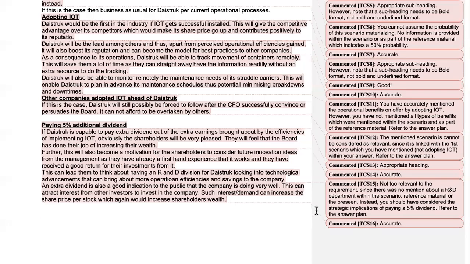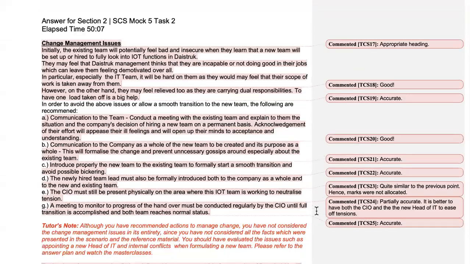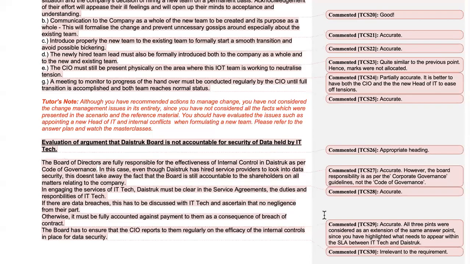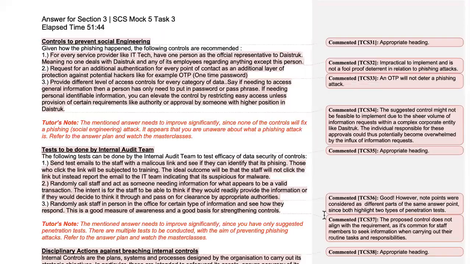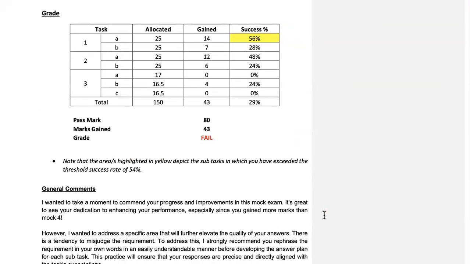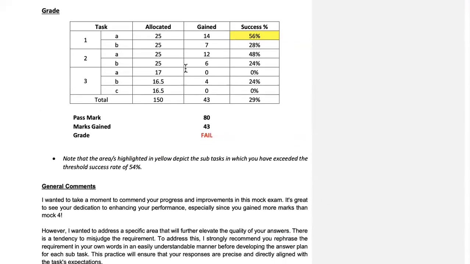So throughout the answer script, on a paragraph by paragraph basis, I've provided my evaluations, and that's exactly what you can see throughout this answer script. And at the very end, marks are allocated. And I hope you'd focus on the success rate. The success rate indicates on a subtask by subtask basis whether you have been successful in gaining the required level of marks.